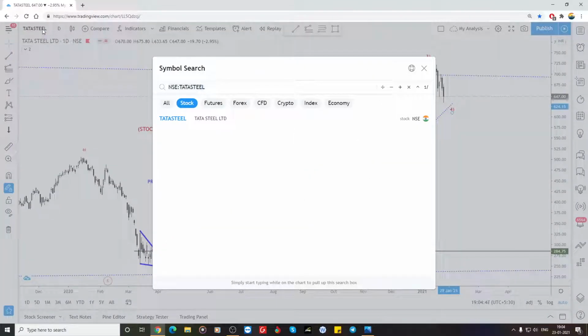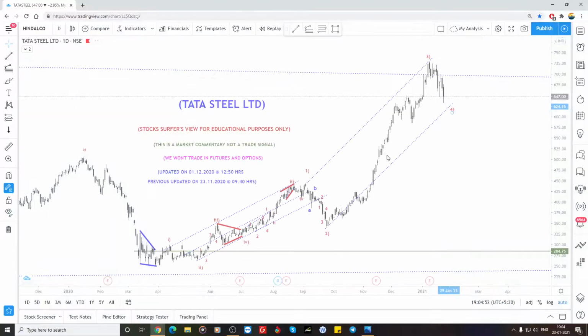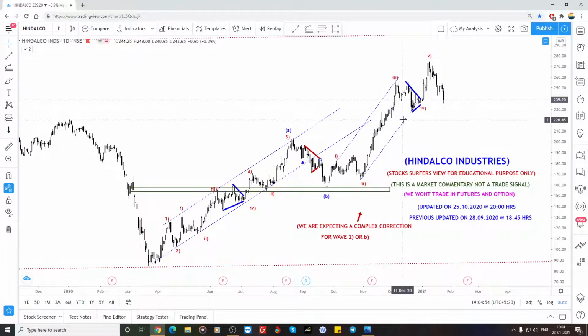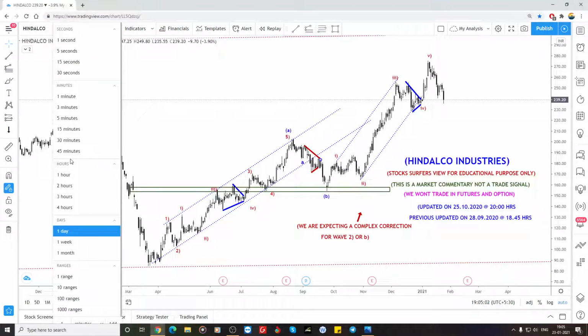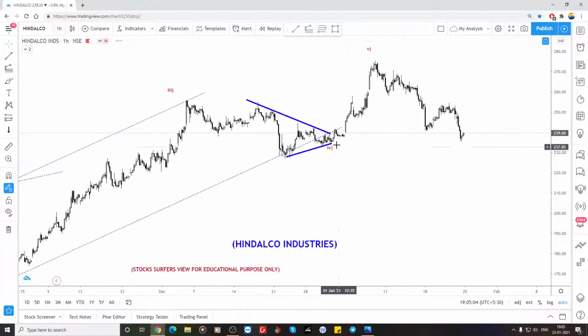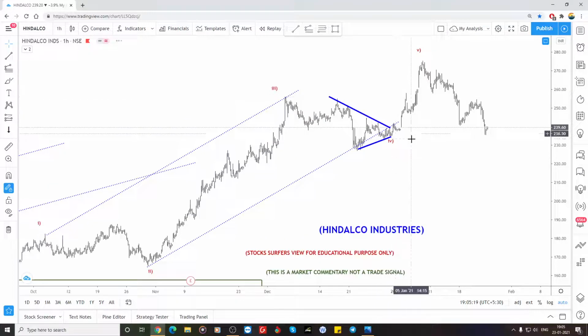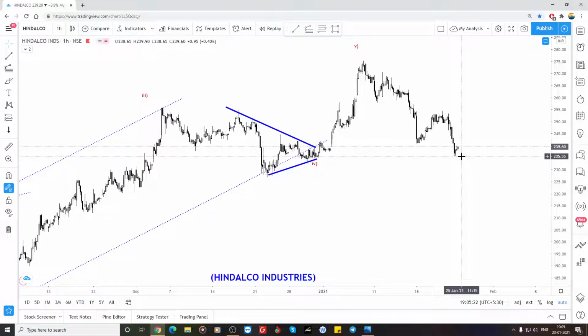So let's move on to another one, Hindalco. So Hindalco is also looking like, once again, 1 2 3 4 is a triangle, and the 5 waves have got completed here. 1 2 3 4 and 5. So 5 waves got completed here. If it is a triangle, the third has ended here, A B C D E, 1 2 3 4 5. So we get exactly the 5-wave structure here.